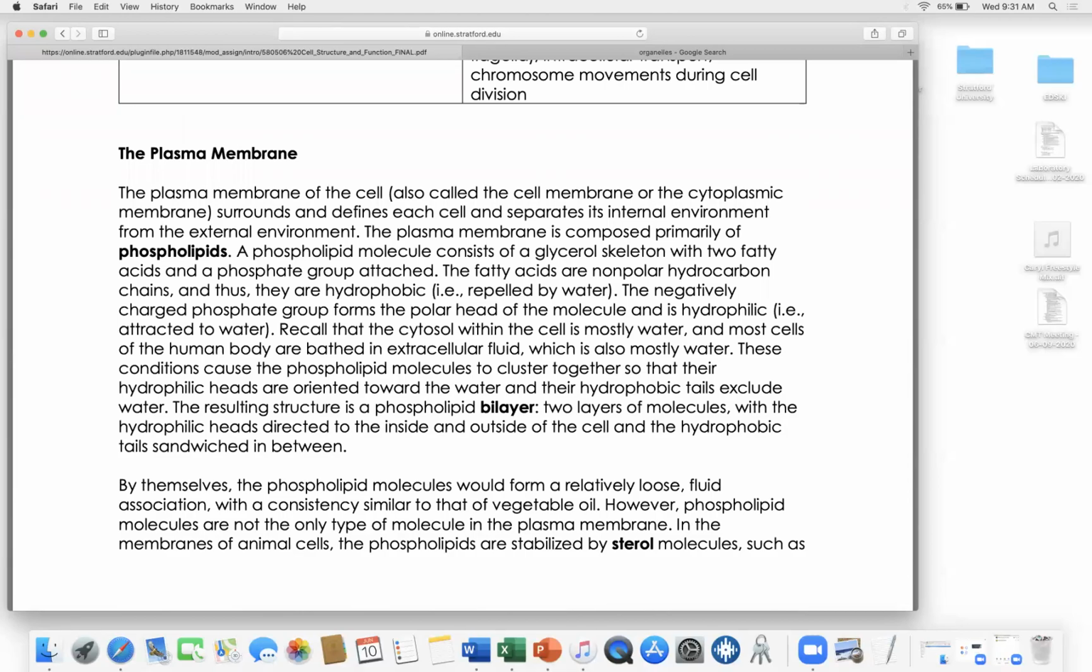Phospholipid bilayer, right? And what's a phospholipid? Lipid means fat. Phospho is phosphorus. That's all it means. But the thing about the phospholipid bilayer, let's look at that.